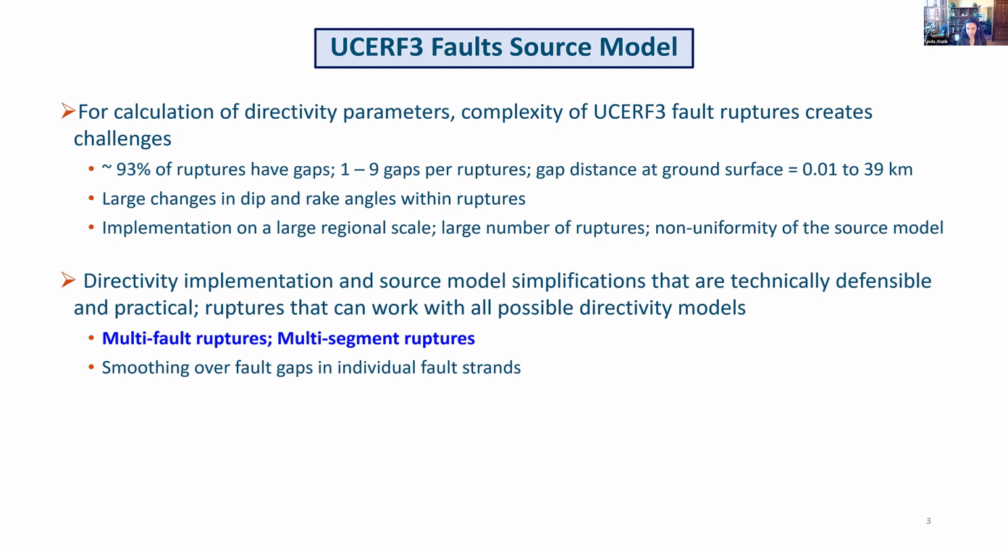We also wanted simplifications in the source models that make it possible to work with any of the directivity models, because some models are simple, other models are more complex and have different criteria. So we came up with a scheme of dividing the USER3 fault ruptures into 2 types of ruptures, what we call multi-fault ruptures and multi-segment ruptures, and I'll talk more about each one of those. And we have adopted a smoothing over the fault gaps such that we always created a continuous fault rupture for the simplicity of implementation of directivity.